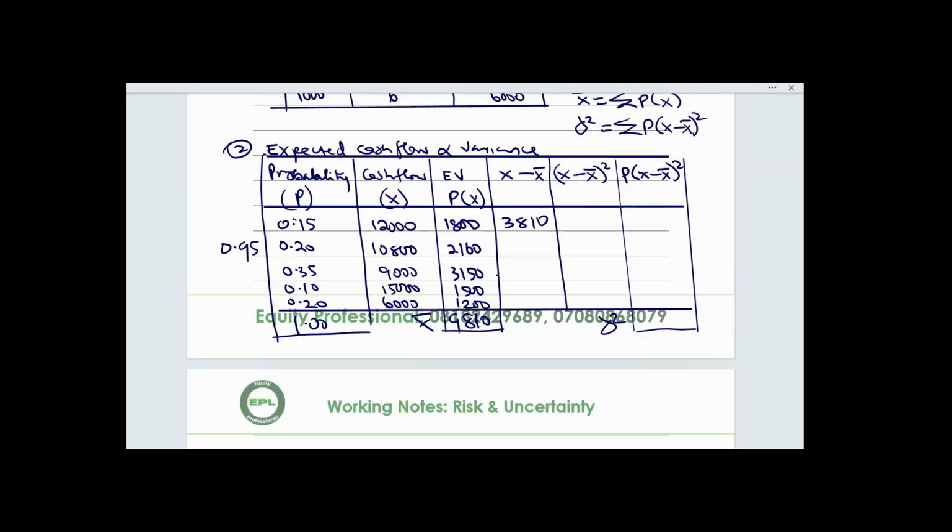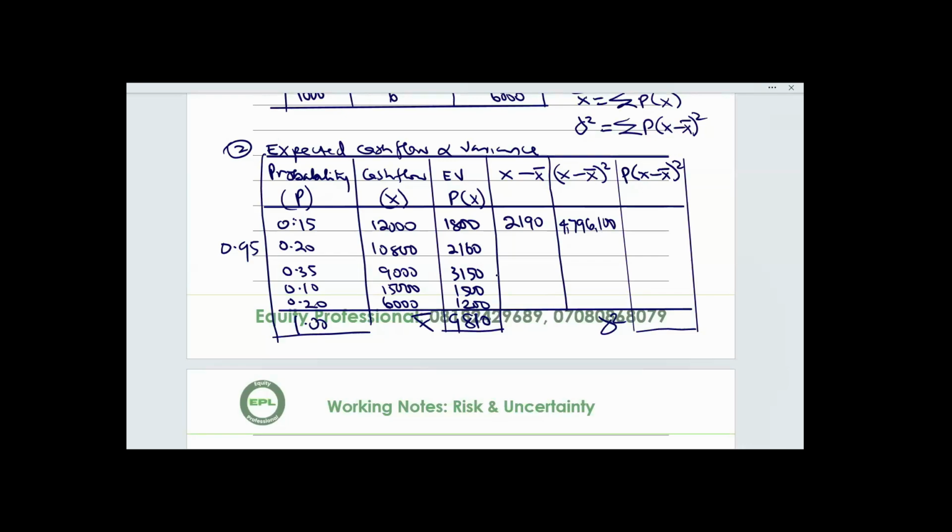2190 squared. Then 4,796,100 multiplied by the probability of 0.15.